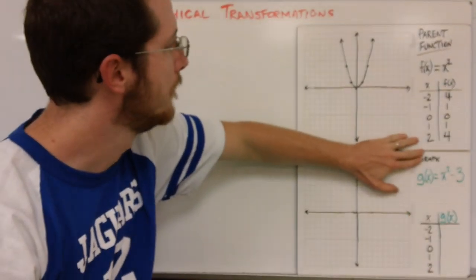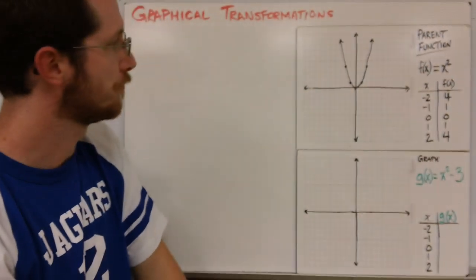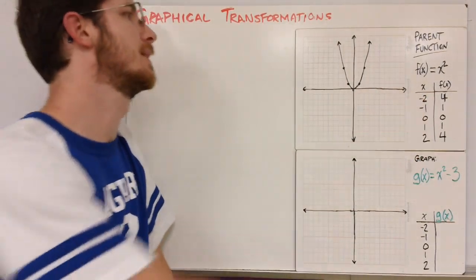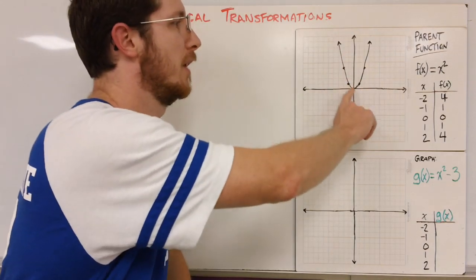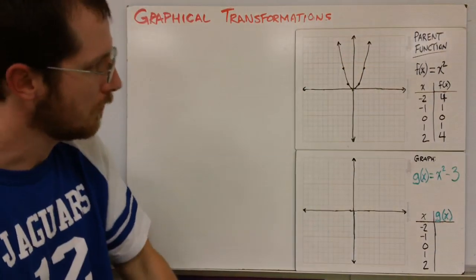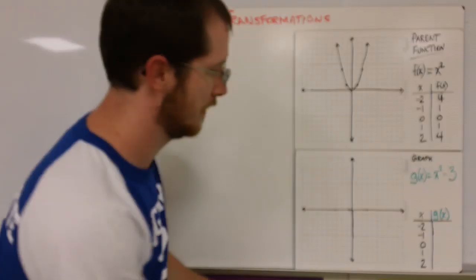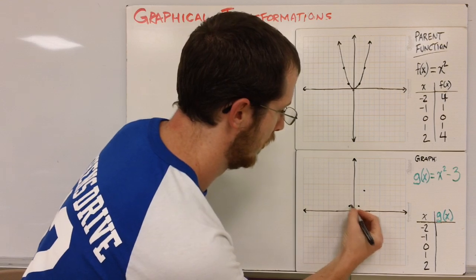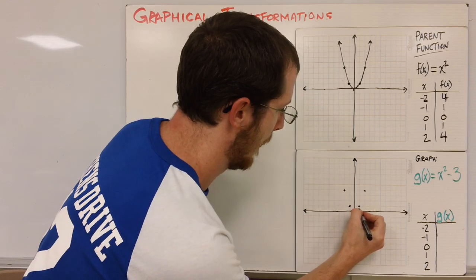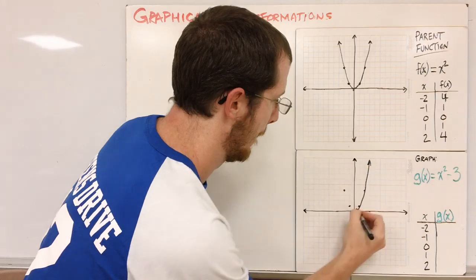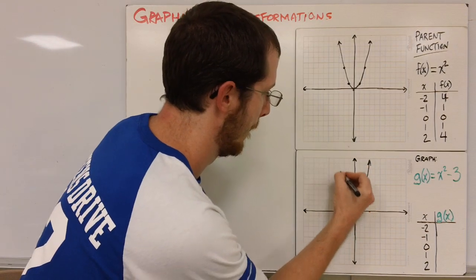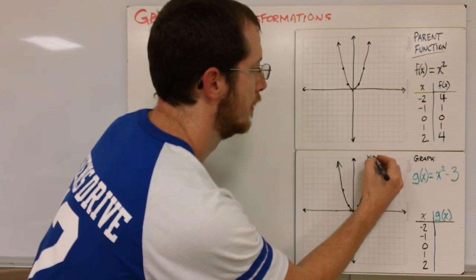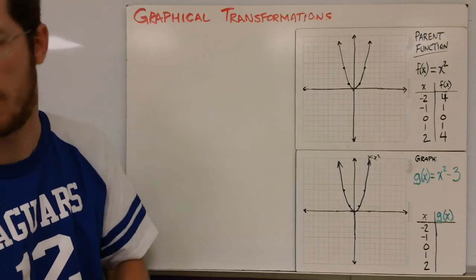Alright, so we've got f of x equals x squared. We've got some 5 key points. We've got our parabola with those 5 points graphed. So let's start there. Let's put that on our graph down here. Okay, so there's our y equals x squared. So we're going to start off with our parent function.